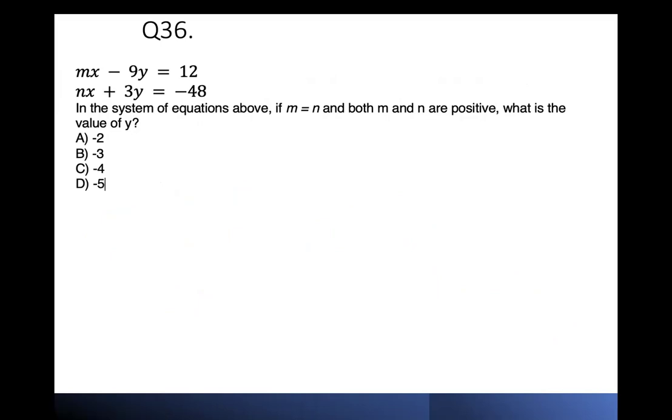This is a system of equations formula and how to answer systems of equations. In the system of equations above, m is equal to n, and both m and n are positive. What is the value of y? Why would they set this question? Well, you have to know what they're telling you, follow instructions, and use it. I have m and n here, but now they're telling me m is equal to n. I'm not going to waste my time. I'm going to put n is equal to m, and I solve it. That's all. You don't need to substitute, solve for one, then finally substitute.